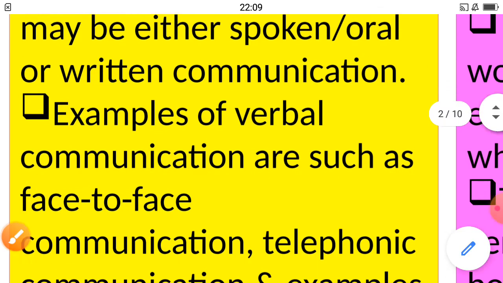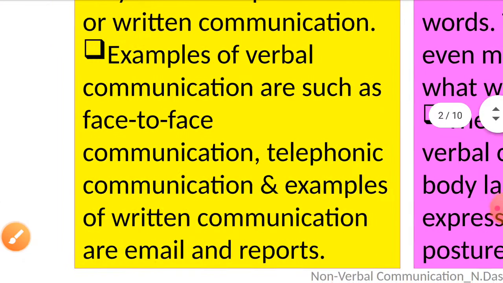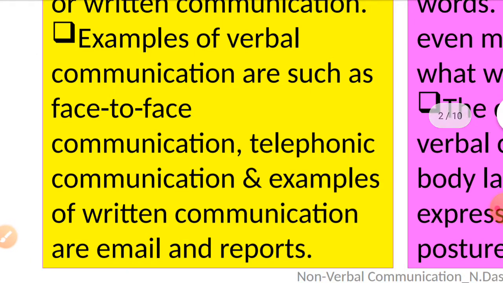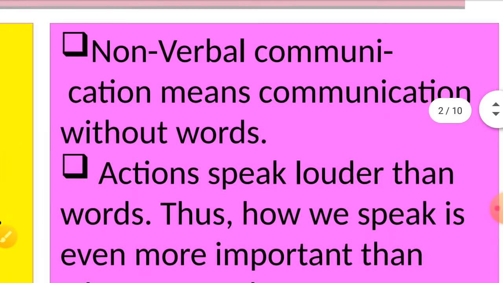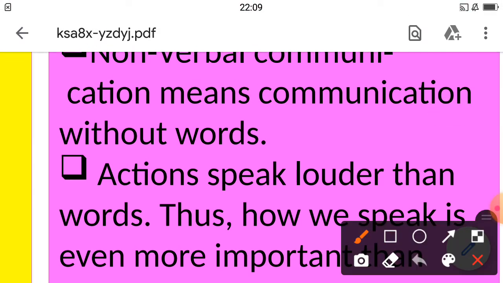Different examples of verbal communication are face-to-face communication, telephonic communication, emails, reports, and so on and so forth. Now, what is non-verbal communication? Non-verbal communication means communication without using words, which means that while communicating, we do not make use of any words, and hence it is also known as wordless communication.